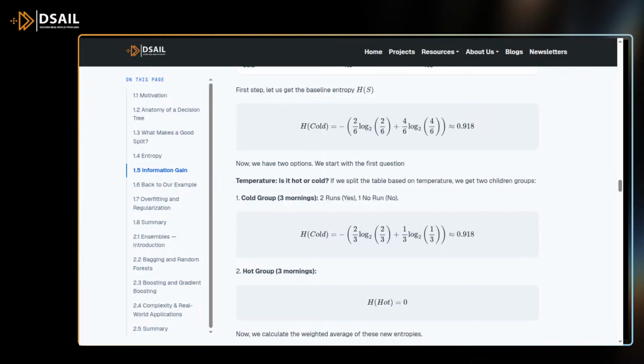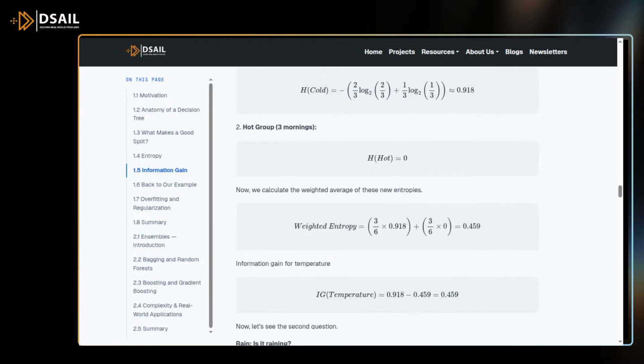So then the question is, when we split, what are the entropies of each subgroup? Let's say we split on temperature. The first possible split is a question of temperature. One section is the cold group, 3 mornings, and the hot group is 3 mornings. So what is the entropy of cold based on whether we will run or not run? Are you together? We have a subset here.